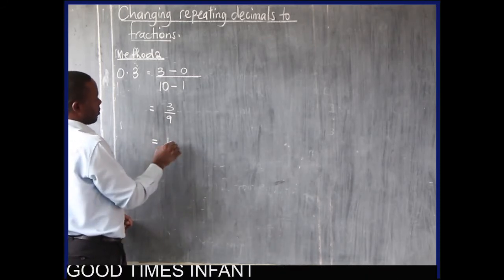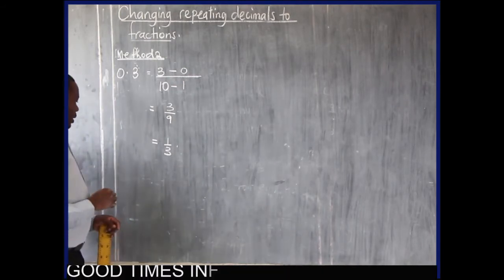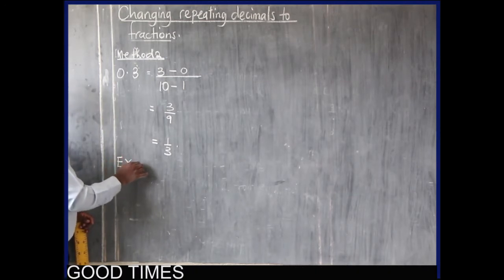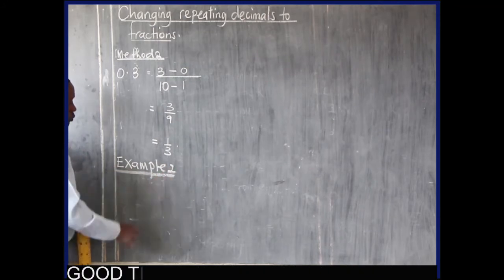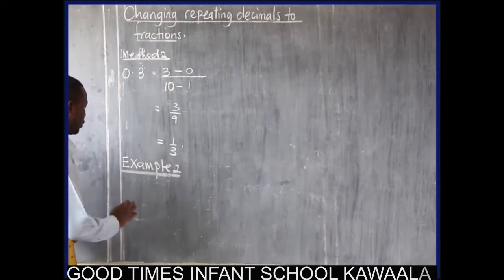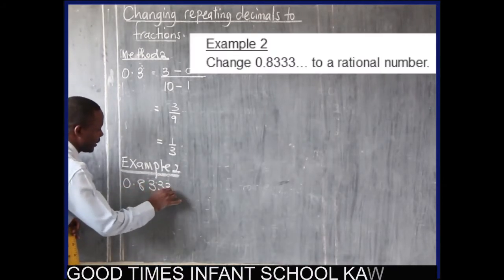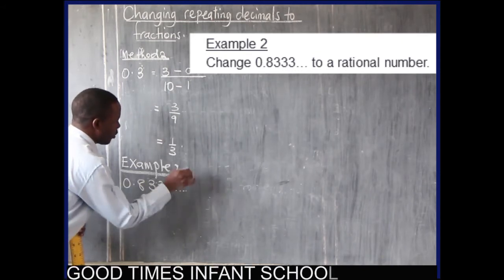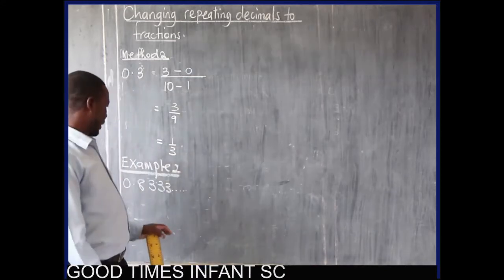That is the answer they wanted. So let us look at example 2. Example 2 says change 0.8333 recurring, a decimal, to a rational number.